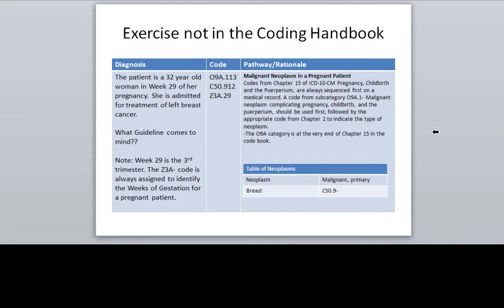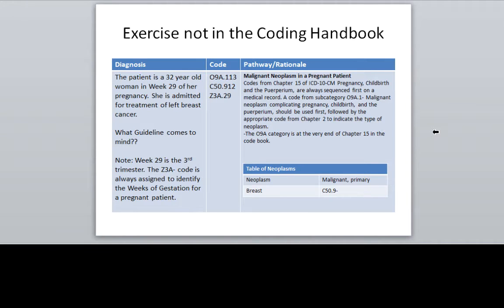You will learn when you get to this chapter, chapter 15 in the code book, that the week of gestation is always reported for any patient in the hospital who is pregnant. At the very beginning of the chapter 15 codes, there is a little table that tells you how the weeks correspond to the trimester, and week 29 is the third trimester, so Z3A.29 is her weeks of gestation. I know I'm jumping ahead, but that just explains to you where that comes from. There's no guideline about that in the code book that I'm aware of that gives you that direction.